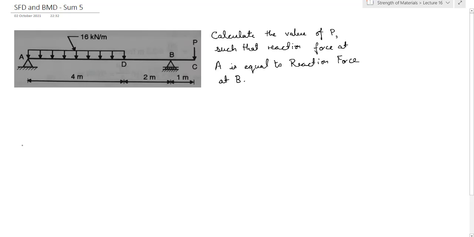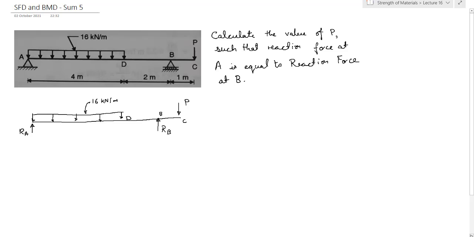Let us draw this diagram over here first. This will be our left page. So I will draw this diagram. Here there is P. Here there is reaction at B. Then here we have our uniformly distributed load, which is 16 kilonewton per meter. And here we have reaction at A. This is D, this is B, and this is C.